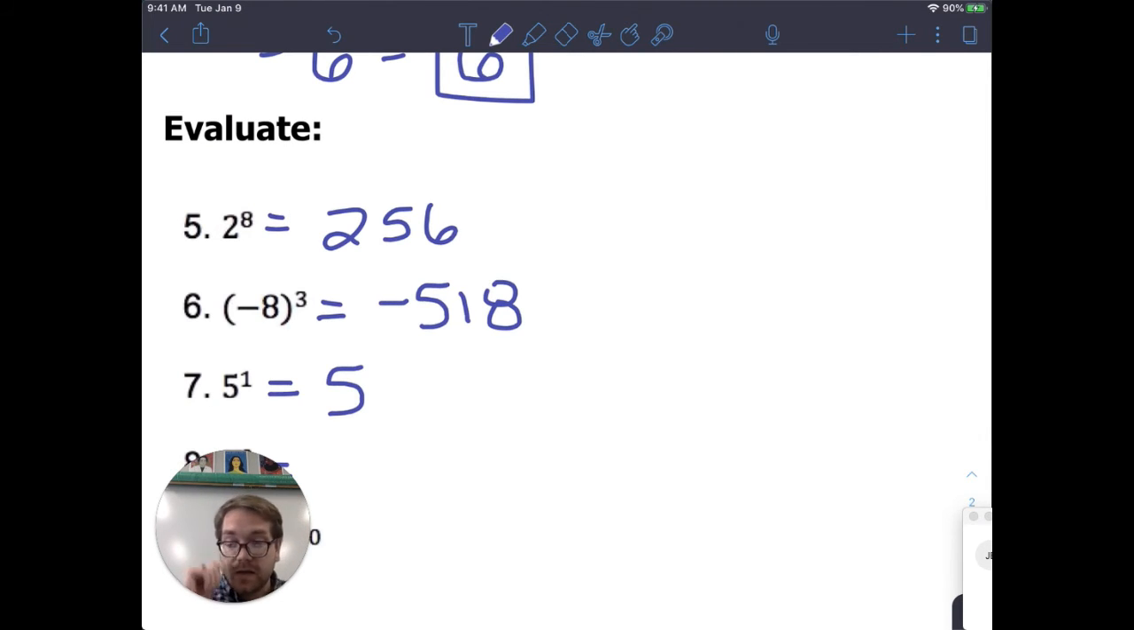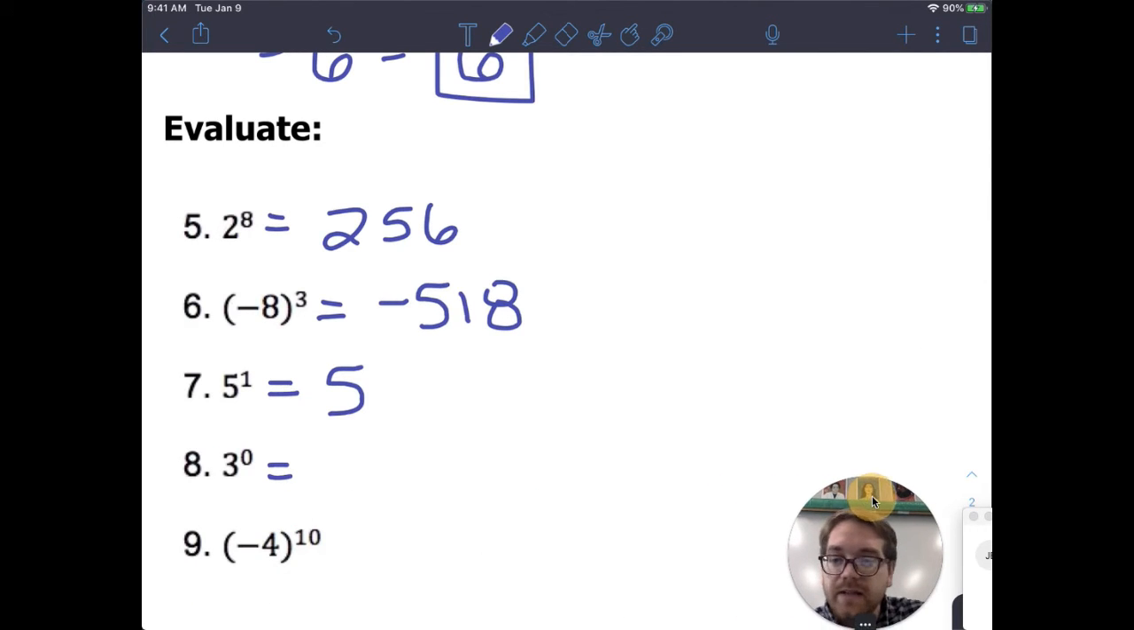All right, number 8 looks a little different, right? 3 to the 0 power. What does that mean? I see a 3 there, but it's saying 0, so that means I have 0 3s. You're multiplying 0 3s, so you don't actually have any 3s. So what that means is anything to the 0 power is 1. You'll talk about that a little bit more in algebra and maybe get into why that is. But what you can just remember now is that 3 to the 0 power is equal to 1.